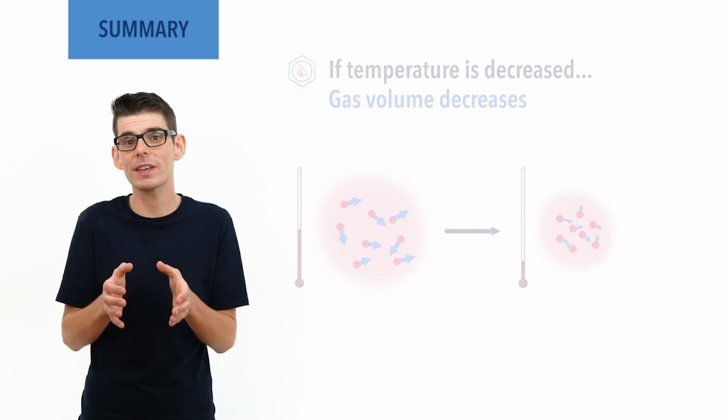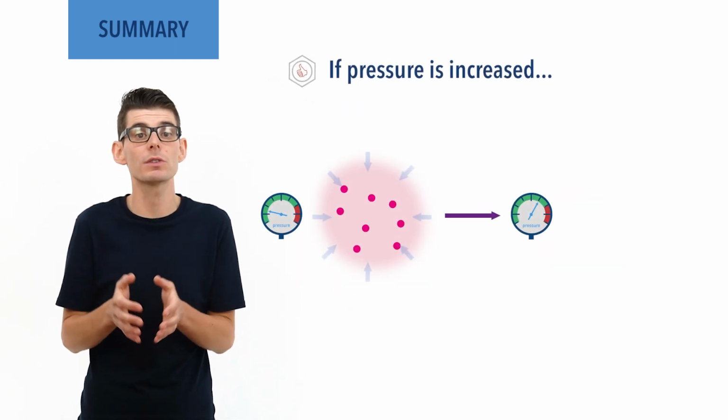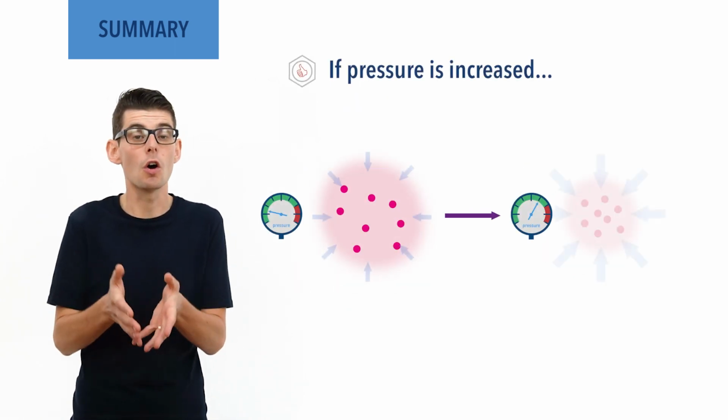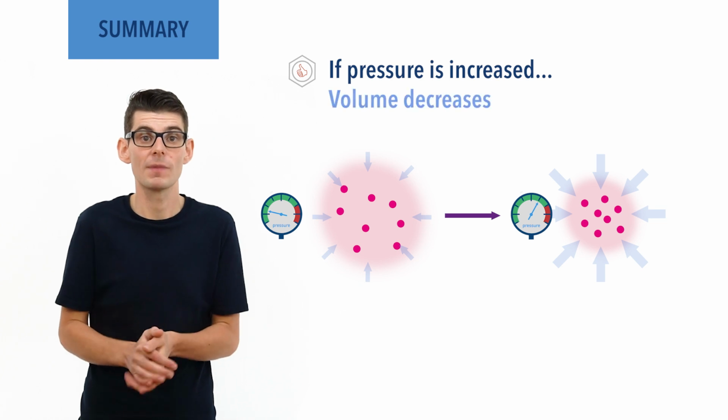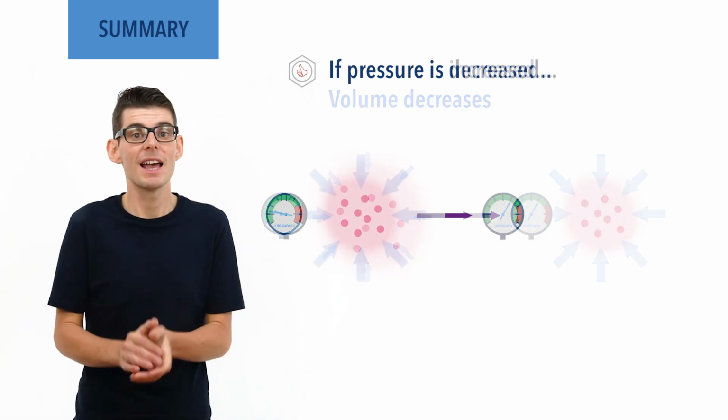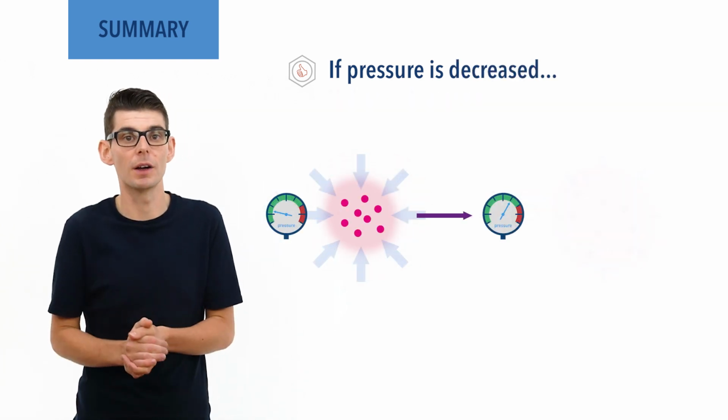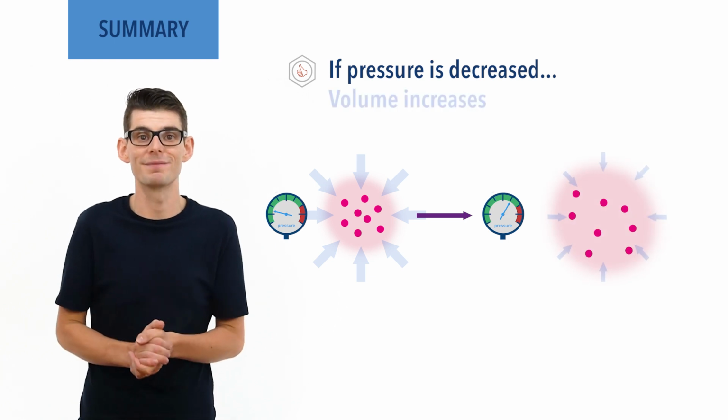If the pressure of a gas is increased, its molecules are forced closer together, occupying a smaller volume. Decrease the pressure of a gas and its molecules spread further apart, occupying a larger volume.